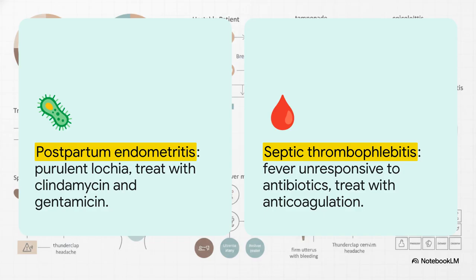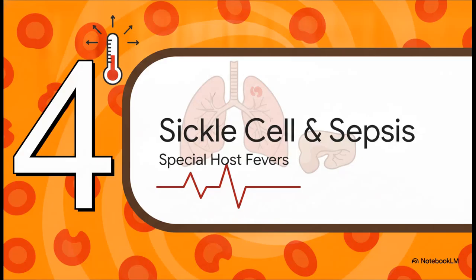But if that fever just won't budge after 48 hours on those antibiotics, and the rest of your infectious workup is negative, you need to suspect septic pelvic thrombophlebitis. It's a diagnosis of exclusion caused by an infected thrombosis in the pelvic veins, and it's unique because it mandates adding anticoagulation alongside the antibiotics. Up next, Section 4, Sickle cell and sepsis.